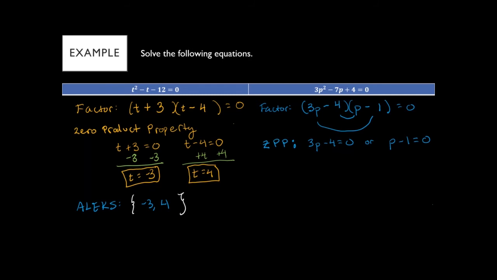So now I'm going to solve each of these. I have 3p minus 4 equals 0. So I'm going to start by adding 4 to both sides. So that's 3p equals 4. Then I'm dividing both sides by 3. And we get p equals 4/3.